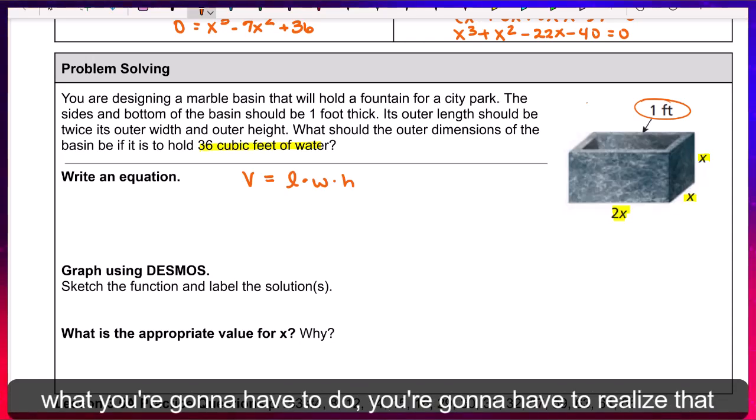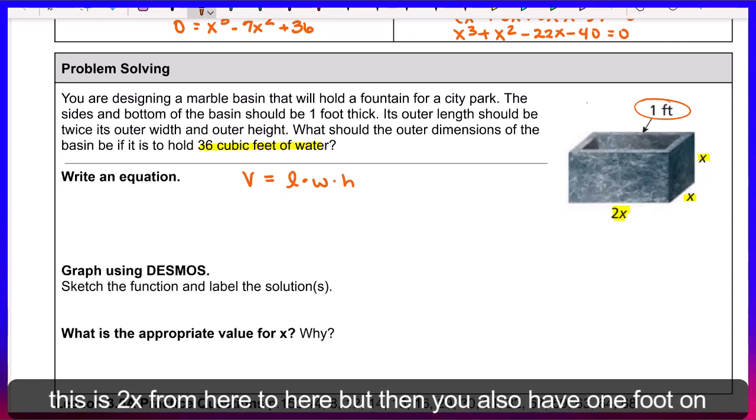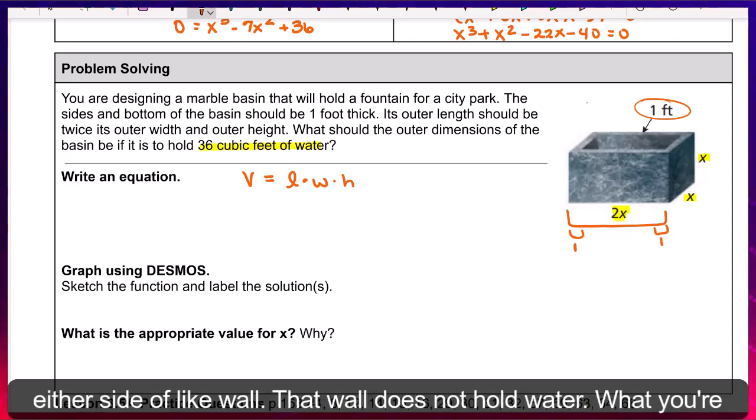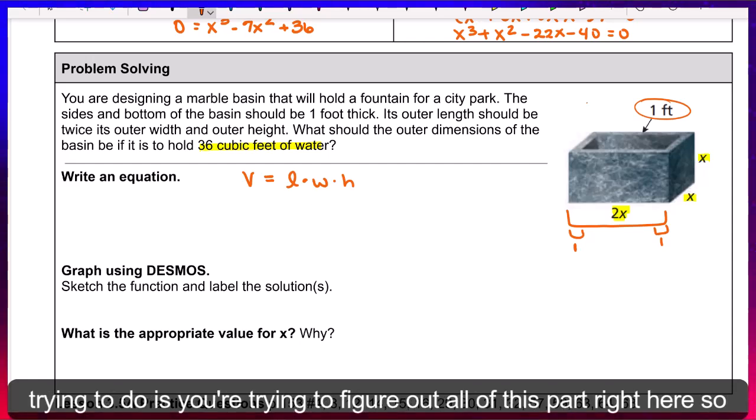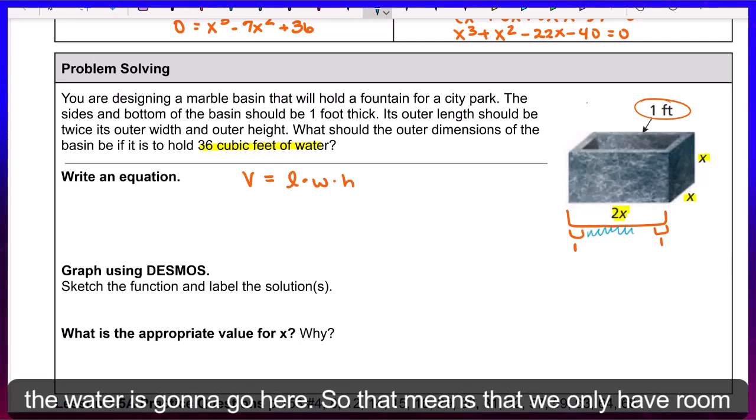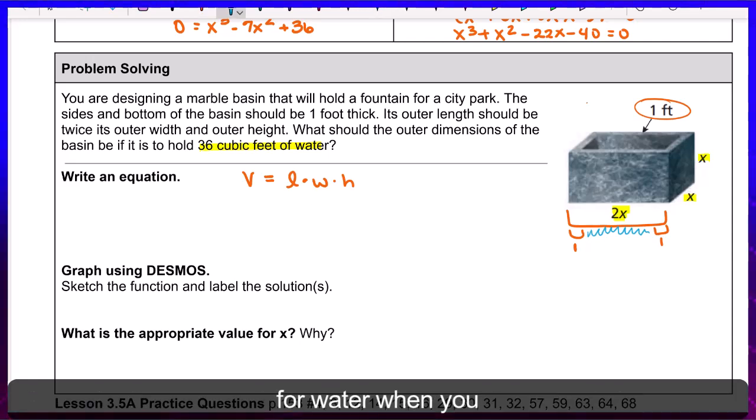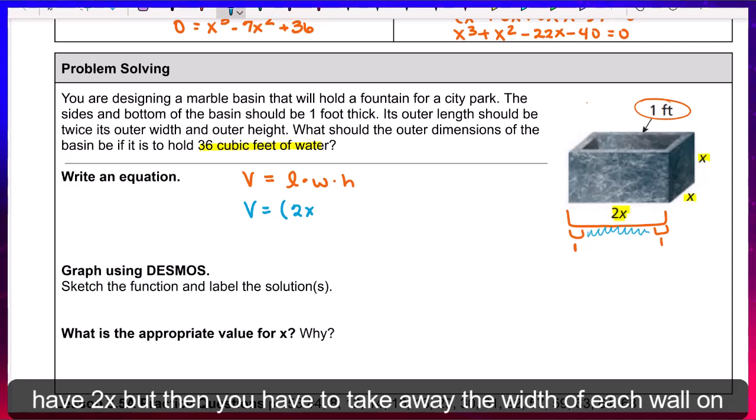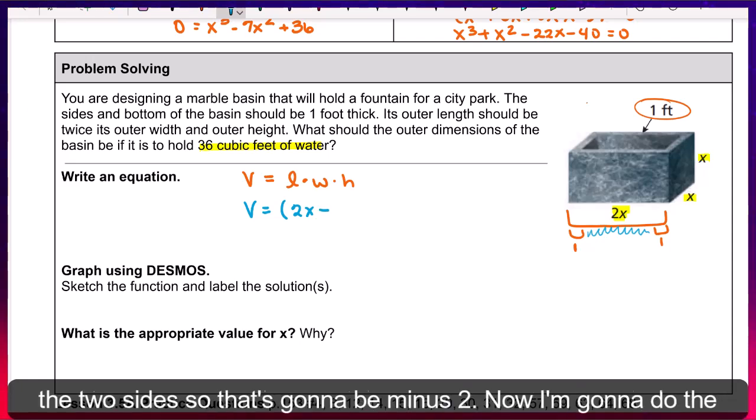So what you're going to have to do, you're going to have to realize that this is 2x from here to here, but then you also have 1 foot on either side of like wall. That wall does not hold water. What you're trying to do is you're trying to figure out all of this part right here. So the water is going to go here. So that means that we only have room for water when you have 2x, but then you have to take away the width of each wall on the two sides. So that's going to be -2.